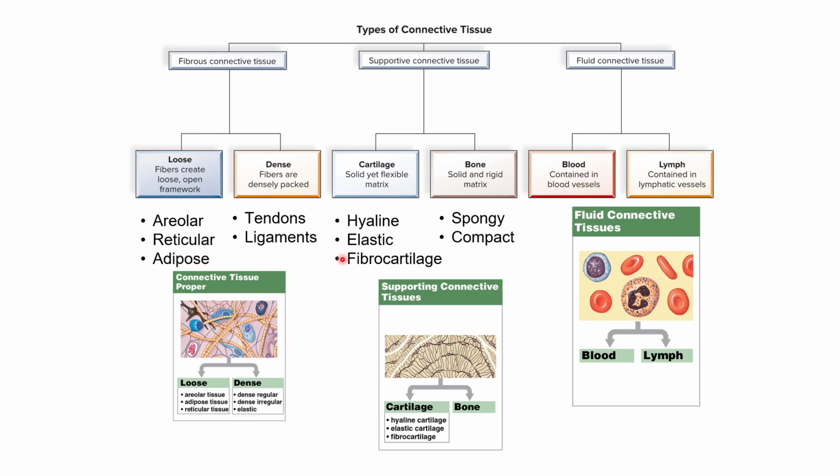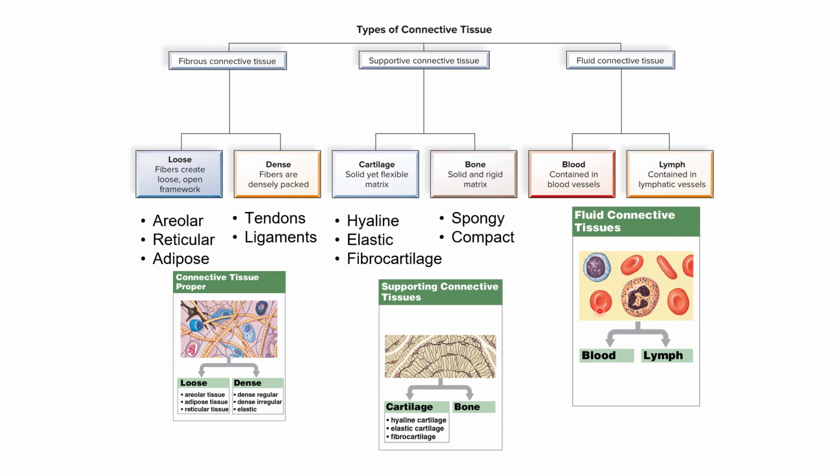And then we have our fibrocartilage. This is going to be the type of cartilage that's going to be extremely, extremely strong and allow for virtually no movement of the cartilage itself. That's not to mean that it doesn't allow for movement of the structures around the fibrocartilage, however. Moving on to our fluid connective tissue, we have, of course, more categories. We have our blood fluid connective tissue and our lymph fluid connective tissue.